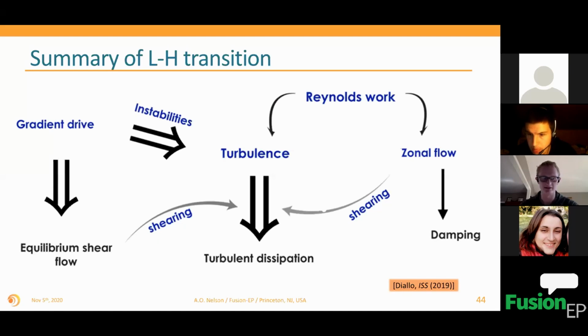I think just recently, in the past couple of years or so, people have been able to reproduce what looks like an LH transition in gyrokinetic models, which is a big step forward in terms of understanding exactly how that happens. So did that answer your question?